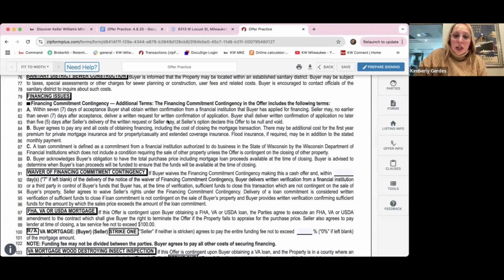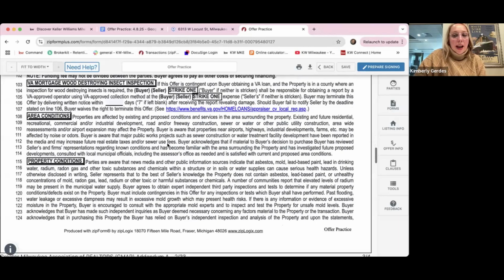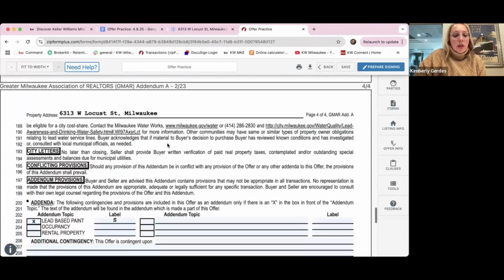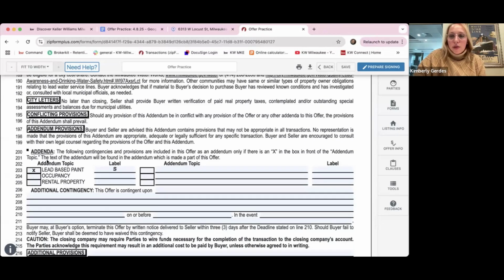But there's additional protections and language in here that are important for you to understand, as well as for your buyers to understand. So in this situation, I'm not checking any box on this document other than line 203. I'm also going to be including the lead-based paint addendum. So I've checked the box, labeled S.